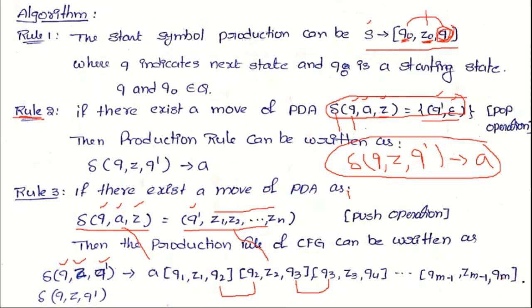So this is the procedure for writing the push operation related production rule. Convert push operation related transitions to their equivalent production rules in this manner. So these three rules are used to convert from pushdown automata to context free grammar. One rule is for the starting symbol, the second rule is for pop operation, and the third rule is for push operation. So this is the algorithm for converting from pushdown automata to their equivalent context free grammar.